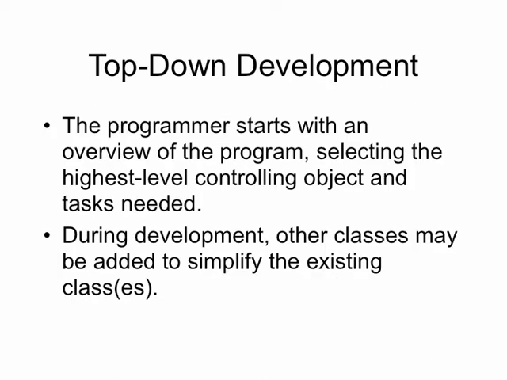With top-down development, the programmer starts with an overview of the program. So imagine looking down from a 10,000-foot level. We are selecting the highest level controlling object first, and those tasks needed for high-level control. And during development, other classes may be added to simplify the existing classes, and we'll look at a bit of that abstraction in a minute.